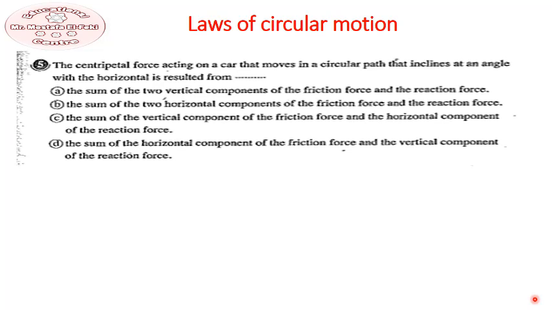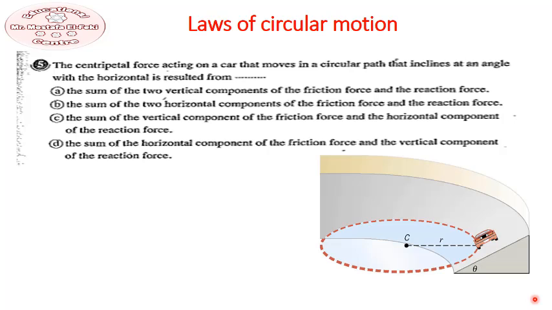The centripetal force acting on a car that moves in a circular path inclined at an angle with the horizontal results from... Let's see. This is a car that moves on an inclined road or inclined plane or banked road. The car is acted on by three forces: the weight of the car downward, the friction force between the wheels or the tires of the car and the road, and the reaction force, Fn.